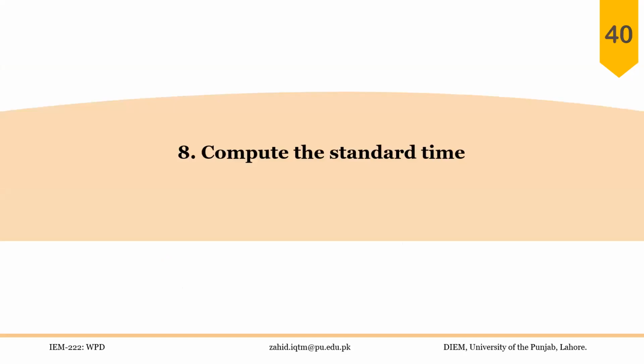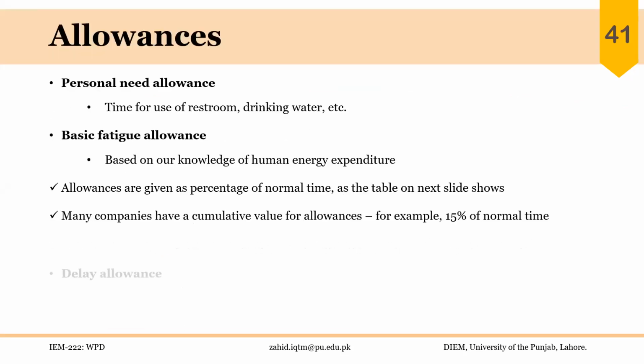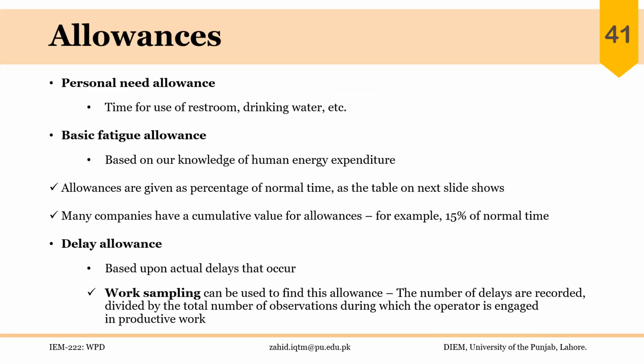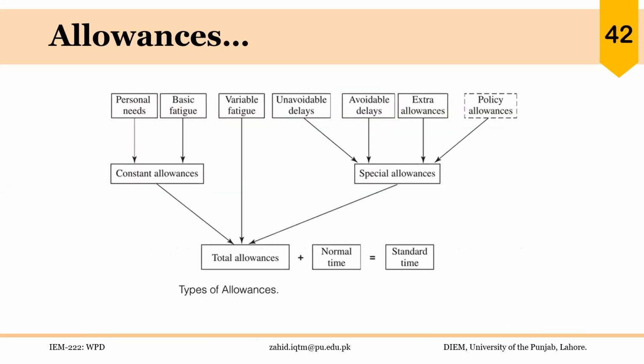And once you have found the normal time, you have to add allowances to find the standard time. So the concept of allowance is very important. And there are two types of allowances. First, let me show you this figure. So there are two constant allowances. You have to assign these allowances, whatever is the nature of the job. One is personal needs allowance and the other is basic fatigue allowance. Then we have a number of variable allowances. So depending upon the nature of the job, you will be adding one or more variable allowances to the constant allowances.